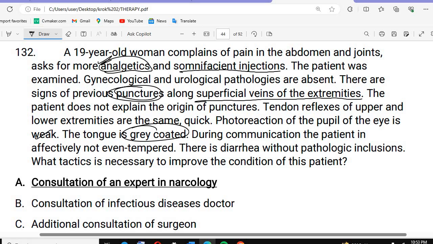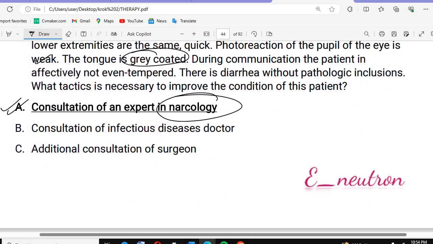What will you do in the narcology department? You are a sensible person, so you know what you need to do. What was this person doing? He was injecting analgesics or painkillers, it was an addiction. So that is the consultation of the expert in narcology. So what will you do? We send the patient to the narcology department.